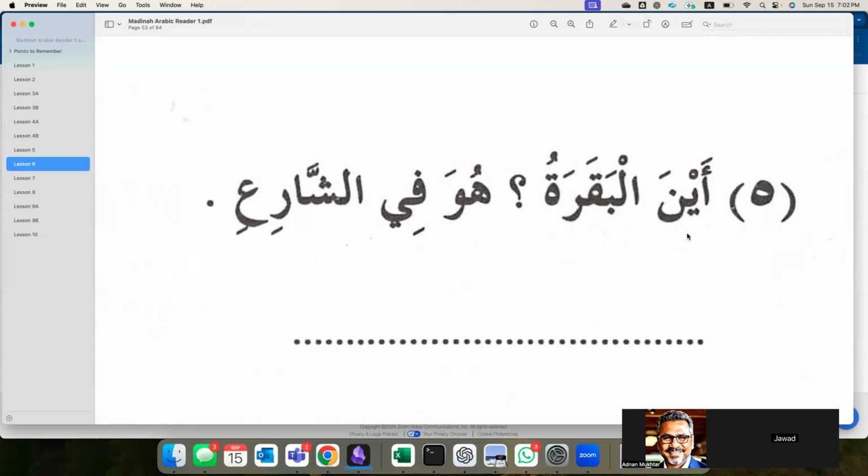من البقرة. هو في شارع. What does شارع mean? Road. Yeah. Street or road. It means a way. شارع means a way. This is why in Islam, we follow the Sharia. It also literally means the way to be, the way to go, the way to walk on. Sharia. Shara. Same concept. أين البقرة? Where is the cow? هو في الشارع. It's on the street. Okay.